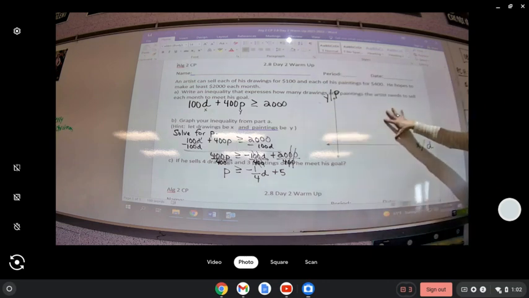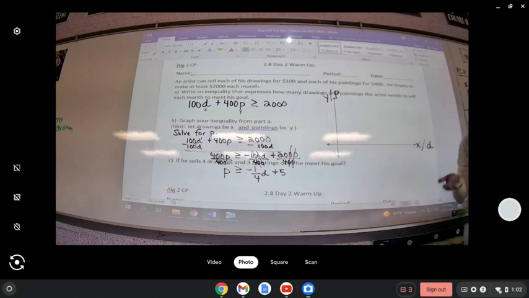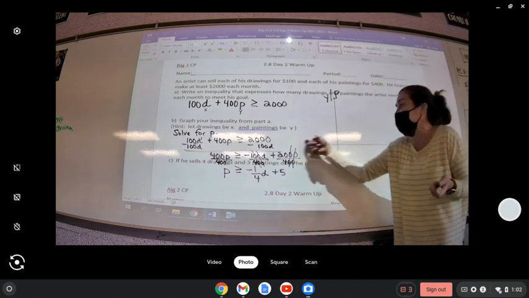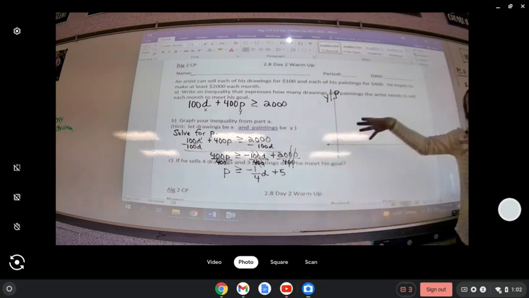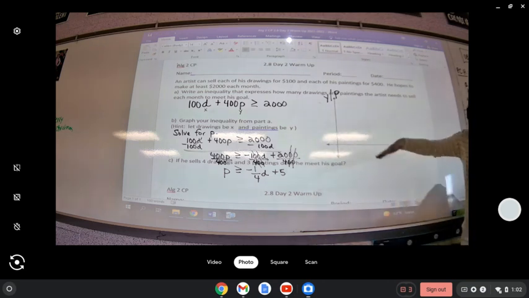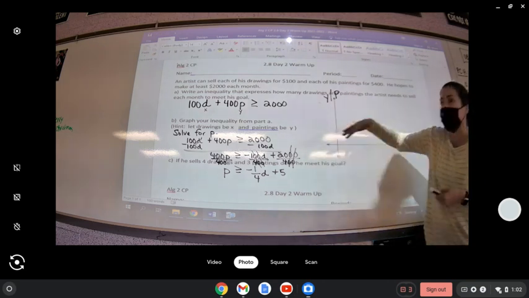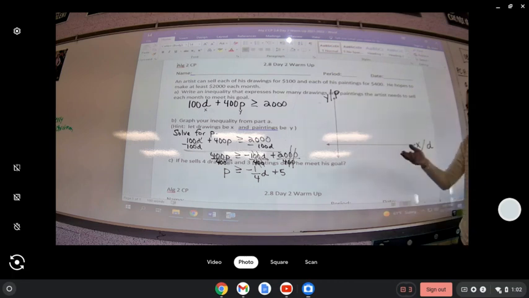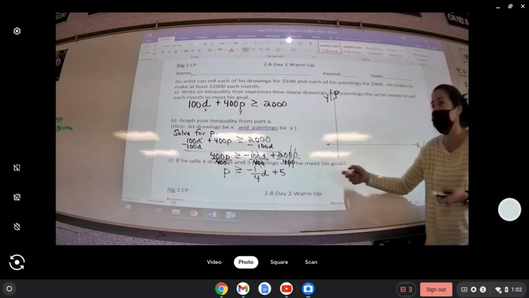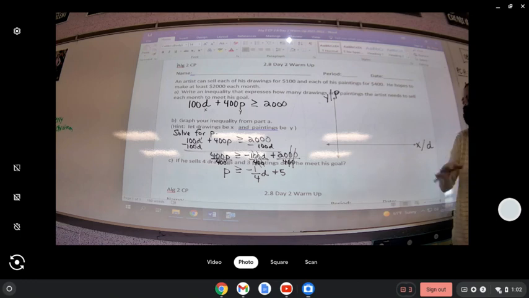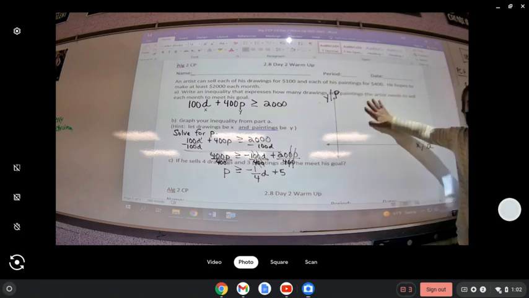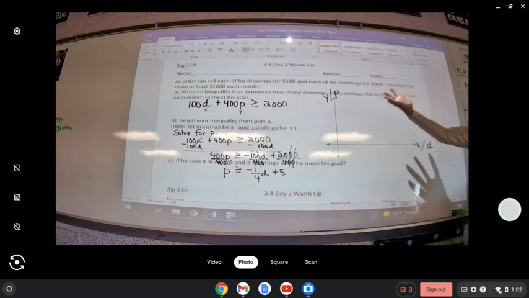Because guys, a lot of times in a real world situation, we are working with things that probably aren't allowed to be negative. If X represents the number of drawings that he sells, would it make sense for 1 month he sold negative 5 drawings? No, so we shouldn't need a negative x-axis. And then the same thing, your y-axis is a number of paintings that you sell. Would it make sense that 1 month he sold negative 2 paintings? No. So your graph should pretty much live in the first quadrant to apply to this problem.